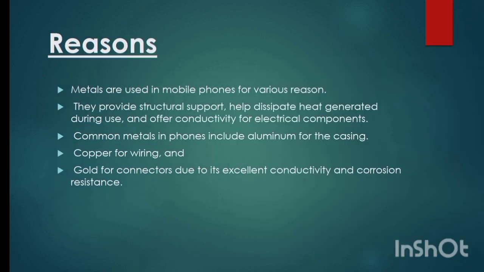Reasons why metals are used in mobile phones. Metals are used in mobile phones for various reasons. They provide structural support, help heat dissipation, and offer conductivity for electrical components. Common metals used in mobile phones are aluminium and tin for casing, copper for wiring, and gold for connectors due to its excellent conductivity and corrosion resistance.